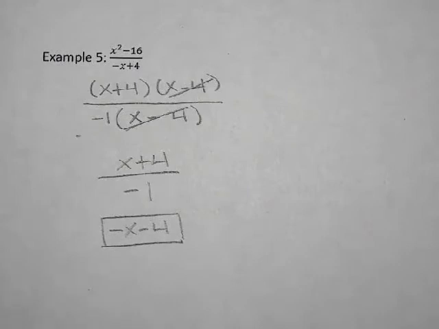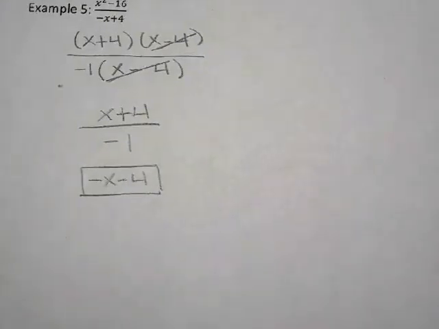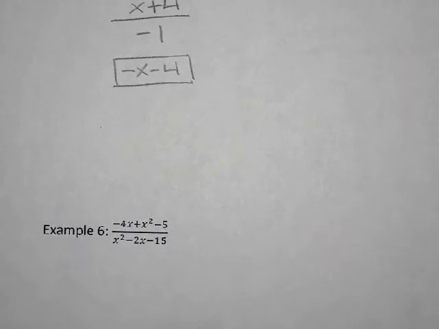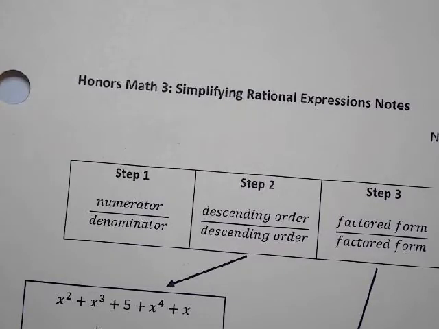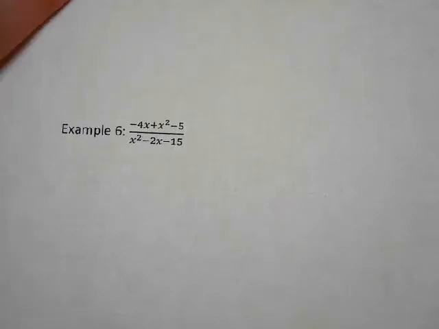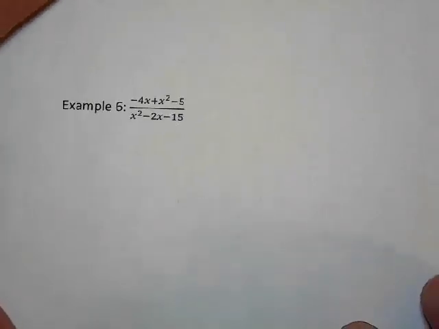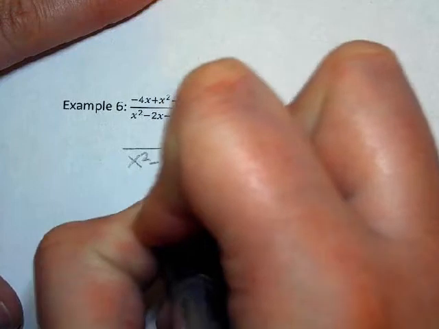All right, brains feel good on that one? Okay. Next problem, number 6. So step 1 says make sure the problem is written as numerator over denominator. Is that the case? Yes. Step 2 says make sure the problem is written in the descending order. Is that the case? No. So what needs to be fixed? The top. The bottom is good, so we're going to leave that. X squared minus 2x minus 15, that is fine. How should the numerator be written?